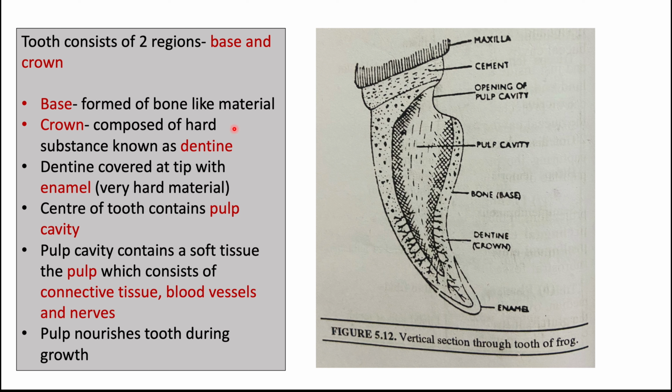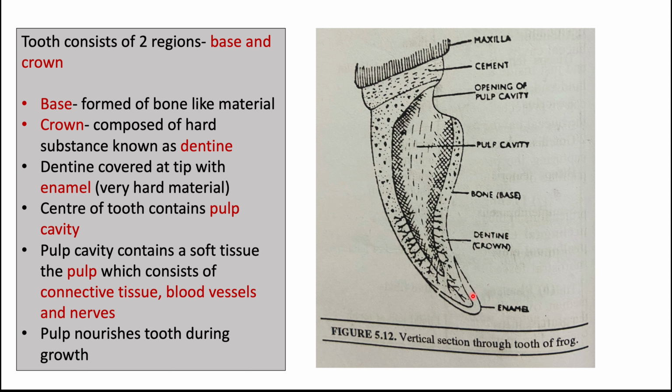Coming to the teeth, look at the structure of a tooth. It consists of two parts, base and crown. This maxilla is the bone which forms the upper jaw. As we have studied, the teeth are present only on the upper jaw. So this is the base, which is made up of a hard material known as cement. Now look at this triangular shape. This is the crown. Crown is also made up of a hard substance known as dentine. So base is made up of cement and crown is made up of dentine.